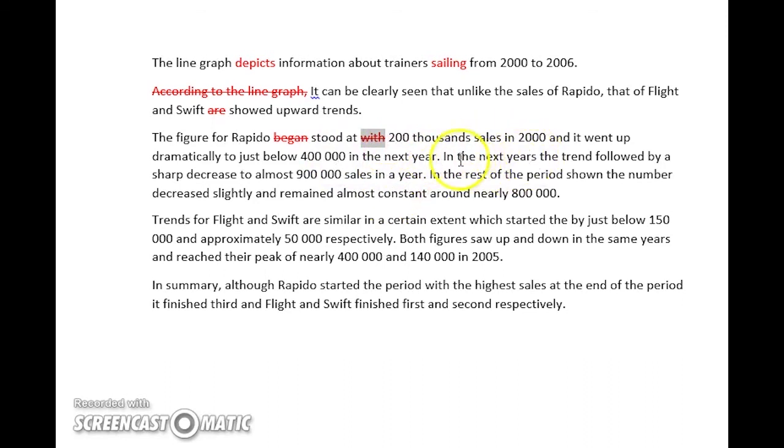In the next years, I guess there are 2 repetitions over there. Maybe not "in the next". It would be much more appropriate to say in the following years.